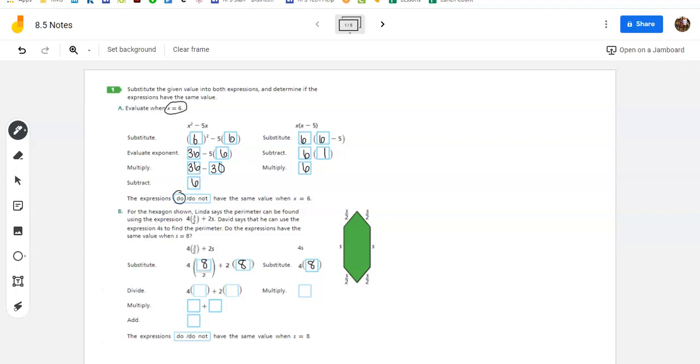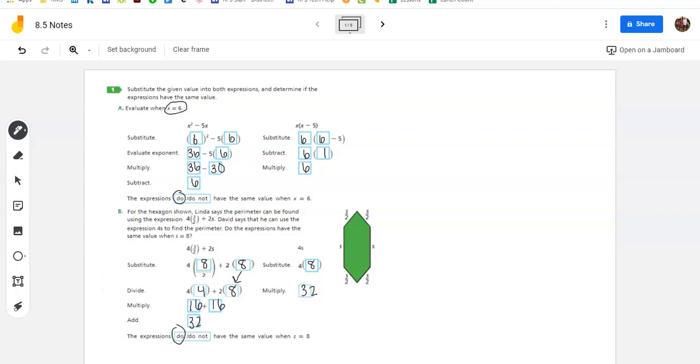So we're going to be putting 8 in. I'm going to do this side first because 4 times 8 is 32. 8 divided by 2 is 4. We're going to keep that 8 right there. He just drops down. 4 times 4 is 16. 2 times 8 is 16. 16 plus 16 is 32. This is 32. This is 32. So they do.